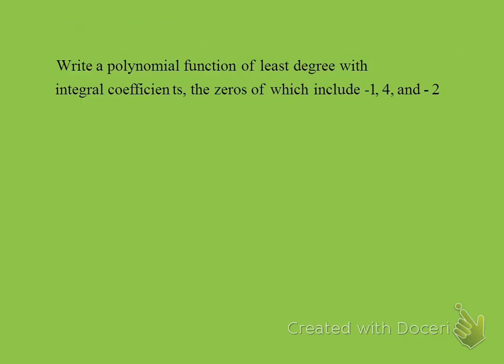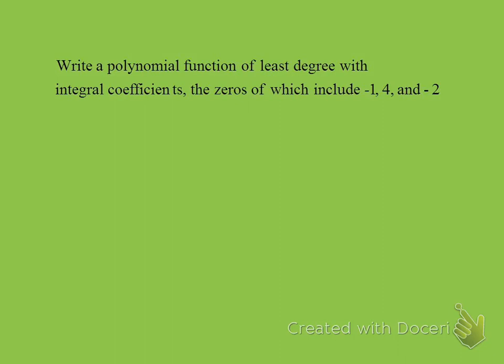So, here's where this leads us to. Okay, we got 3 more slides. Mine's in a little different order, so play along with me. What this leads into is this. We're going to take zeros now, and we're going to write the functions, write the polynomials. So, write a polynomial function of least degree with integral coefficients. All of that just means make it look pretty. No fractions, no random degrees, no extra stuff. Just make it look good. The zeros of which include -1, 4, and -2.